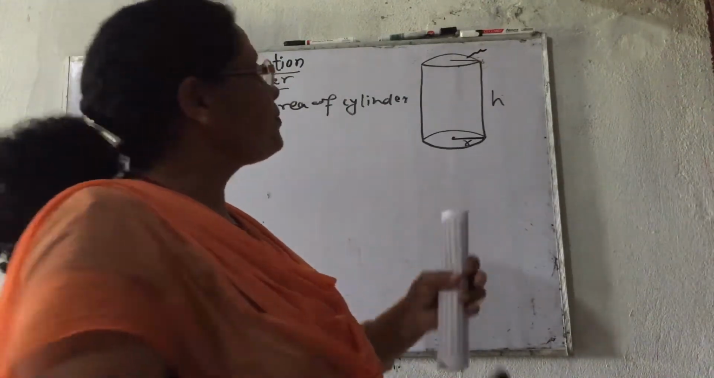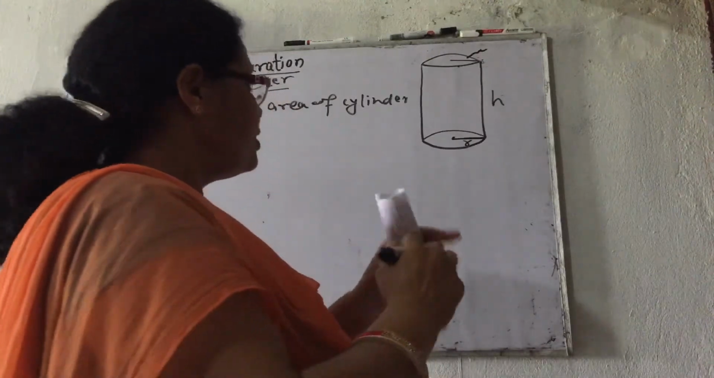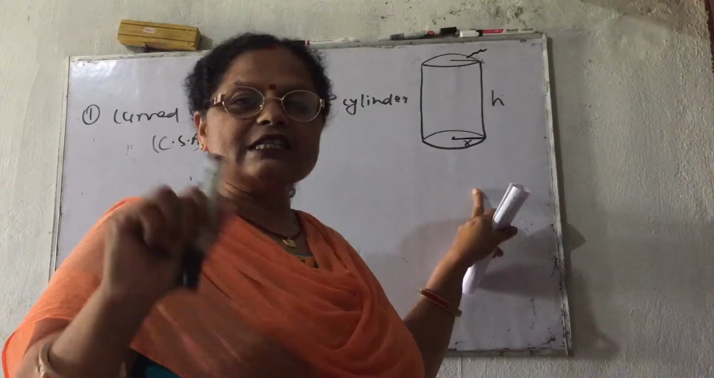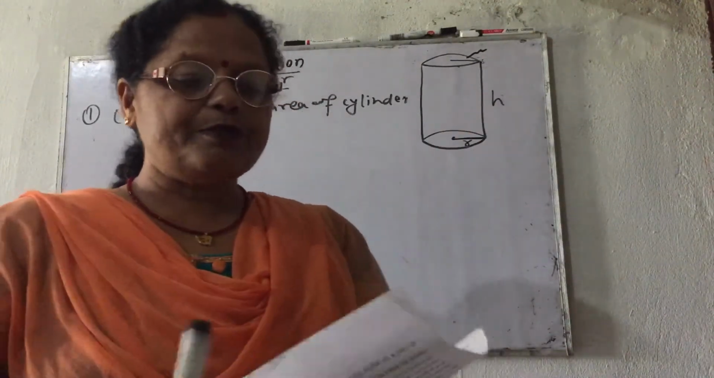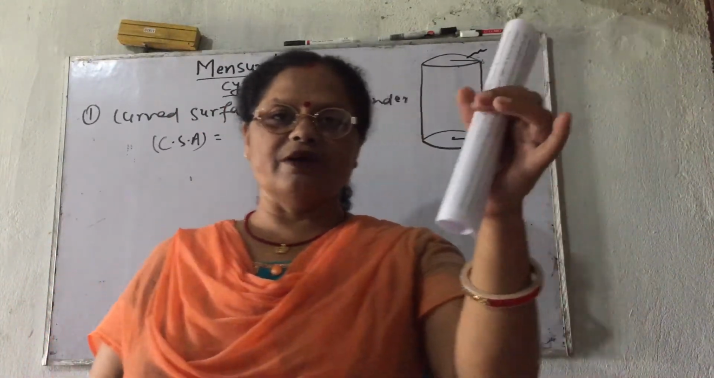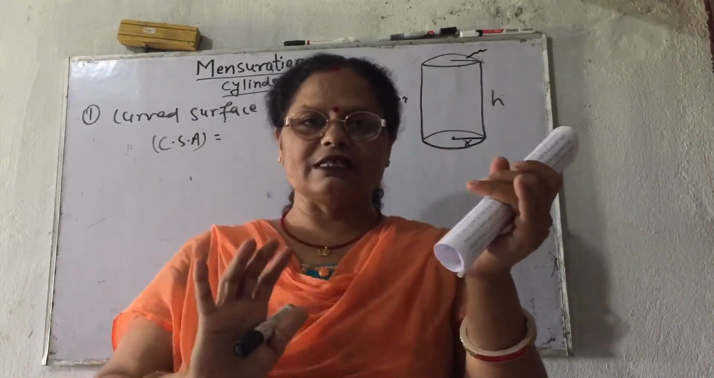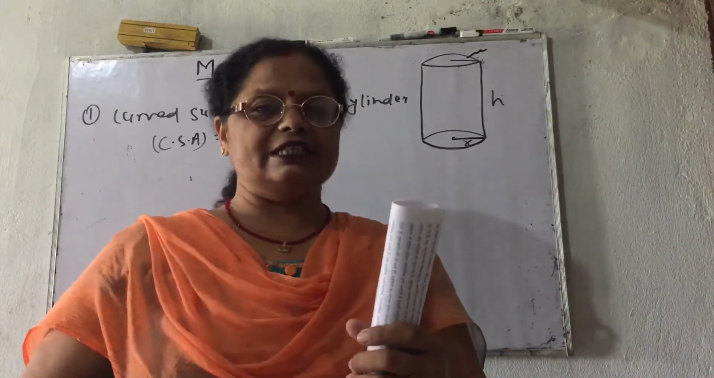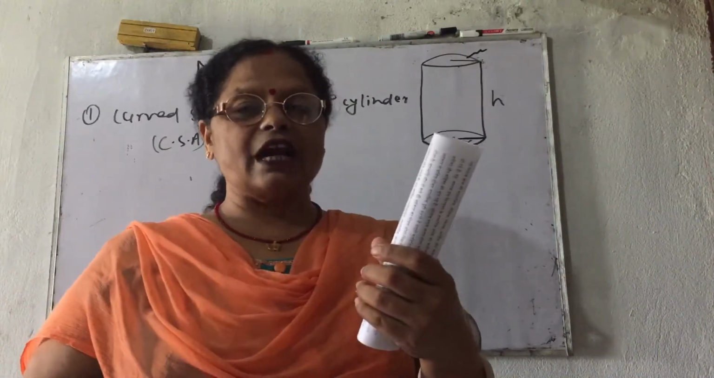This is a cylinder, and this upper part and lower part both are in the shape of a circle. Both parts are circular. This paper I have folded. Let's see, this is also in the shape of a cylinder. This upper part and lower part both are in circular shape. Then let's find out the curved surface area of the cylinder.